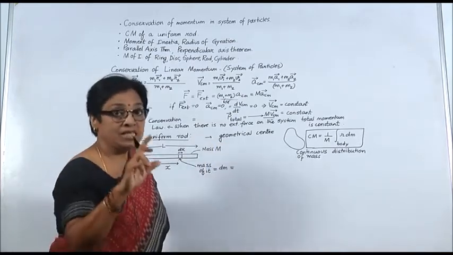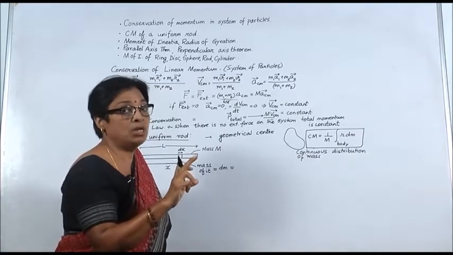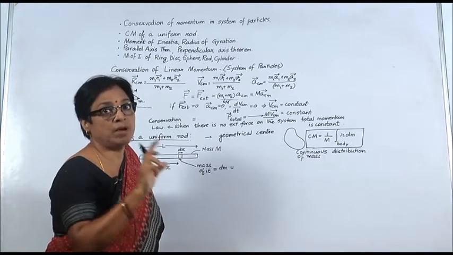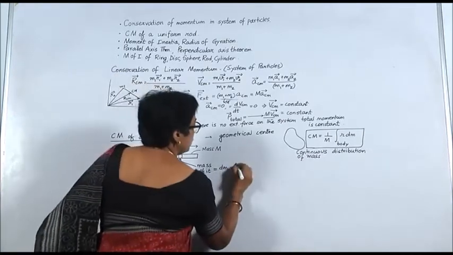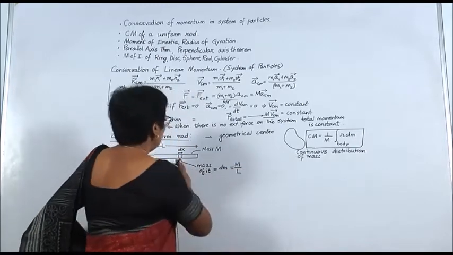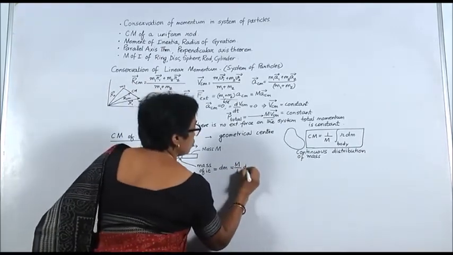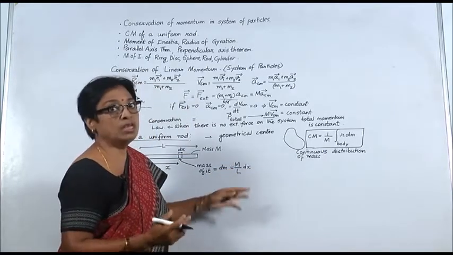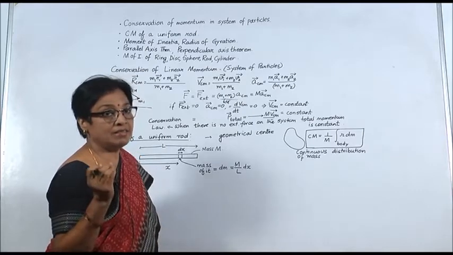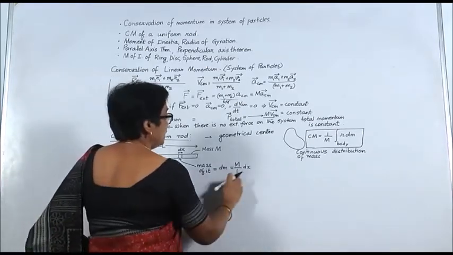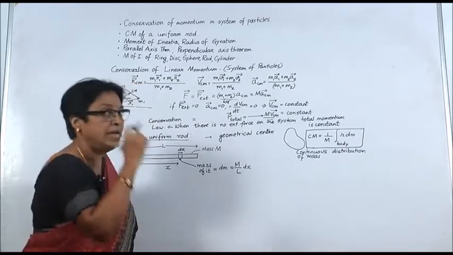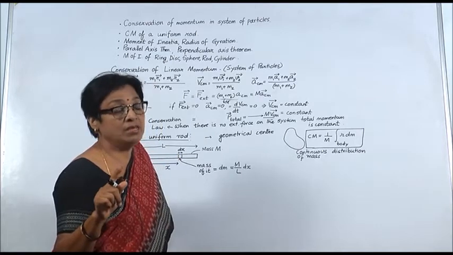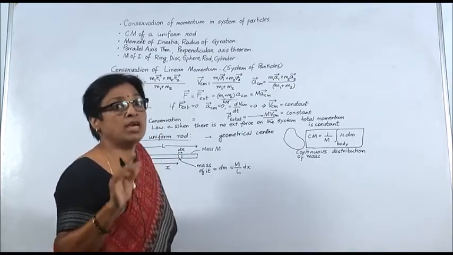Then if L length has a mass M, 1 unit length of mass will be M by L. So, this is mass per unit length. Now, this body has a length of dx, so the mass per unit length into the length will give you the mass of that small elementary length dx. So, this is dm, placed at the position x, and since it is a one dimensional body placed along the x axis, the center of mass will be somewhere on the x axis also.